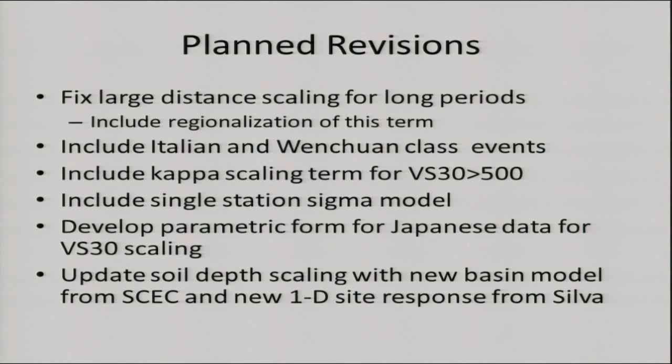So what am I going to do in the next months that we have to clean this up? One, I've got to fix the distance scaling and include regionalization. What I did right now was only distance scaling for the California data, and it needs to be a regionalized term. Bring in the Italian and Wenchuan class 2 events, that should say, in there.